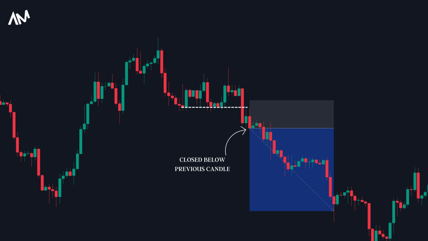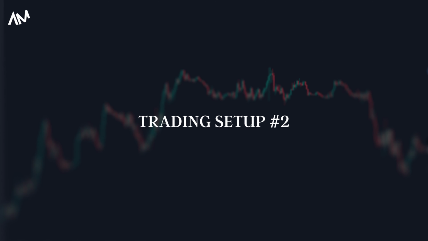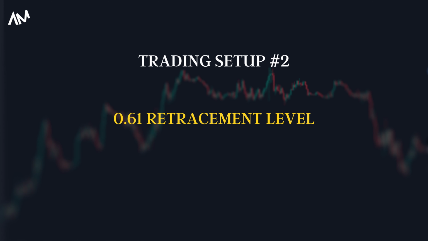Moving forward, let us delve into the next price action setup, which is not only simple but also incredibly powerful. This setup is centered around the 61 Fibonacci retracement level. It is essential to note that this trading strategy is a trend continuation setup, and hence, it is crucial to utilize it when the trend is distinctly recognizable.